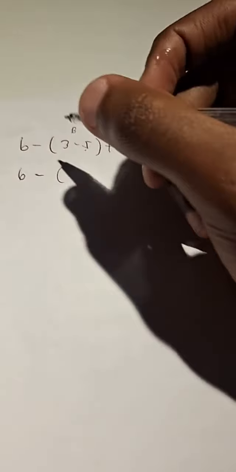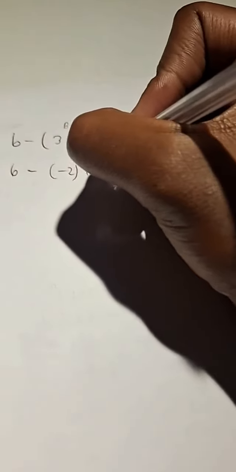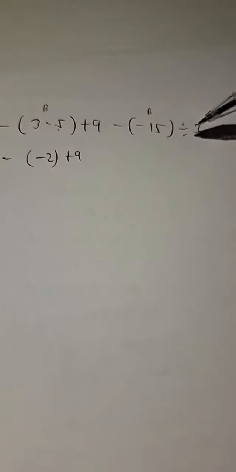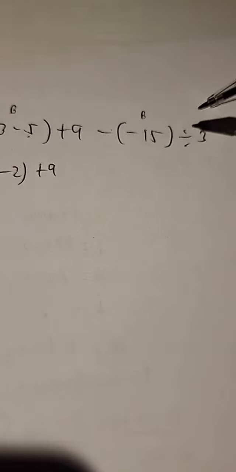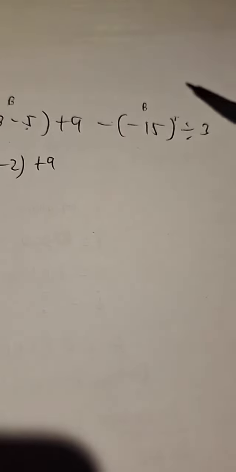So the B and the B here, we take care of as far as possible. So 3 minus 5 is equal to negative 2. Then we add 9, then minus brackets minus 15. Now the thing is, guys, this negative 15 does not have an exponent that is greater than 1. The exponent here that we cannot see is 1.